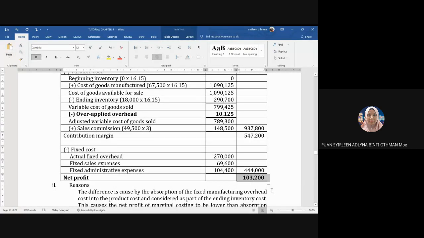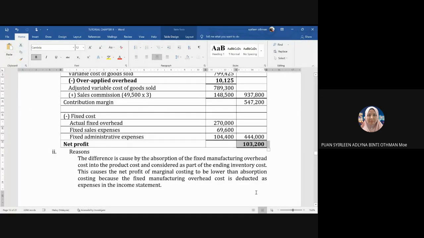Okay, soalan ni pun dia tak suruh buat reconciliation. So no need for that. Okay, reason dekat bawah tu pun just ignore lah, because that is supposed to be your theory question, right?